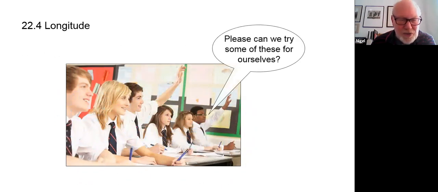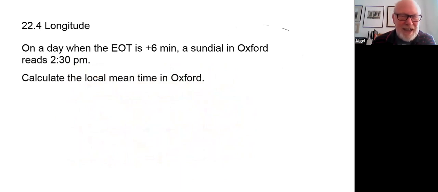All right, so these keen students would like to try some for themselves, which means you can have a go at about 4 little questions here. So we're in Oxford and it's sunny and we've got 2:30 p.m. on our sundial in Oxford. Now the equation of time for the day when we're doing this does vary slightly from day to day, not in an irregular manner as you saw from the graphs. So what's the local mean time in Oxford?